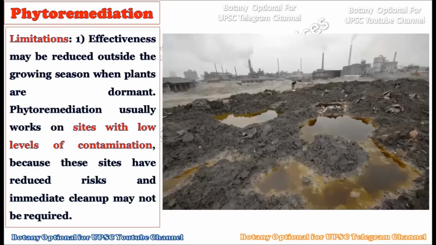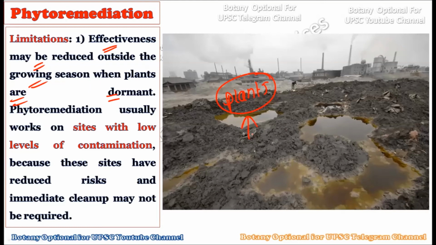Now, not only advantages, but there are also some limitations regarding the phytoremediation technique. Now see, the very first limitation is that the effectiveness may be reduced outside the growing season, when the plants are dormant, because plants, as you know, are not active throughout the year. There is some portion of the year when the plants are dormant, and when they are in the dormant stage, phytoremediation will not be effective. So the dormant state of the plant can actually be a limitation for the phytoremediation technique.